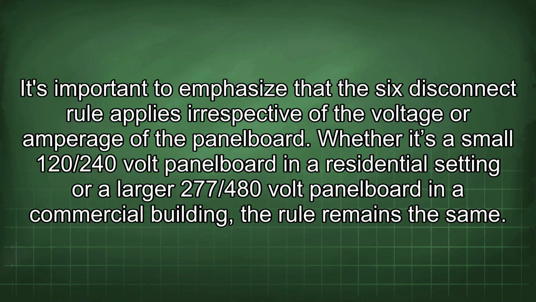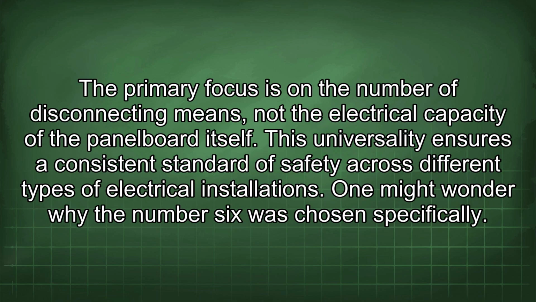It's important to emphasize that the 6 disconnect rule applies irrespective of the voltage or amperage of the panel board. Whether it's a small 120/240 volt panel board in a residential setting or a larger 277/480 volt panel board in a commercial building, the rule remains the same. The primary focus is on the number of disconnecting means, not the electrical capacity of the panel board itself. This universality ensures a consistent standard of safety across different types of electrical installations.